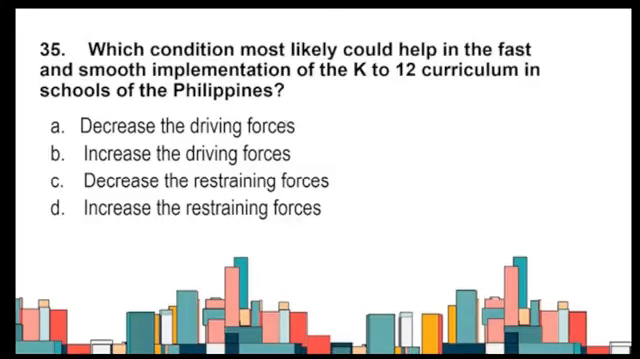Okay, so the answer is letter C, no? Decrease the restraining forces. Okay, so what do we mean by driving forces in K-12? We have tailor-fitting tracks, no? We have preparedness, so it can prepare for tertiary learning. So learners or graduates of the K-12 are ready to join the workforce, no?